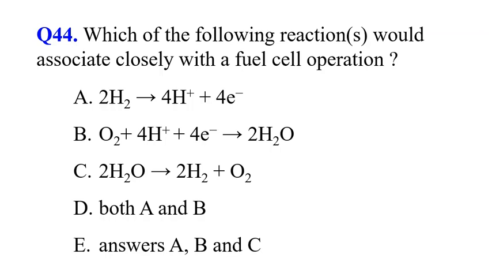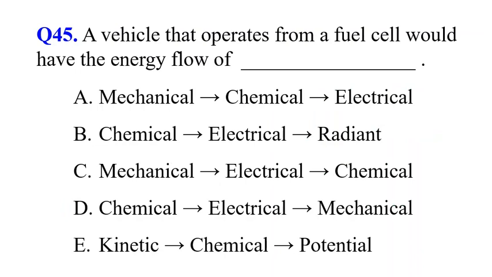Which of the following reaction or reactions would associate closely with a fuel cell? If you take the first reaction, that is the anode and cathode reactions in a fuel cell, whereas answer C is separation of, and this is nothing related to a fuel cell reaction, right? So answers A and B are correct. In other words, your correct answer is D. Question number 45.